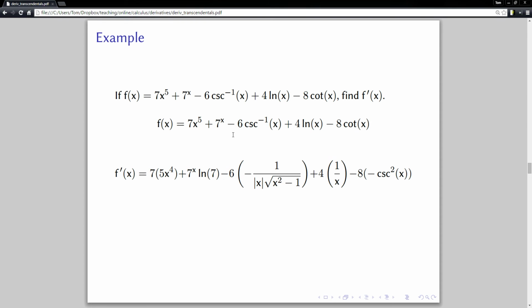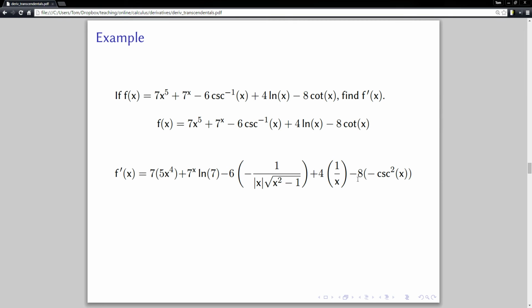Okay. Then I would subtract off the derivative of this piece right here. This piece is a constant, right? 6, right? So I just rewrite the 6 using the constant multiple rule, and then I multiply by the derivative of inverse cosecant, right? Which is minus 1 over absolute value of x times square root x squared minus 1. Then I would add the derivative of 4 ln x, again using the constant multiple rule, right? That would be 4 times the derivative of ln x, right, is just 1 over x.